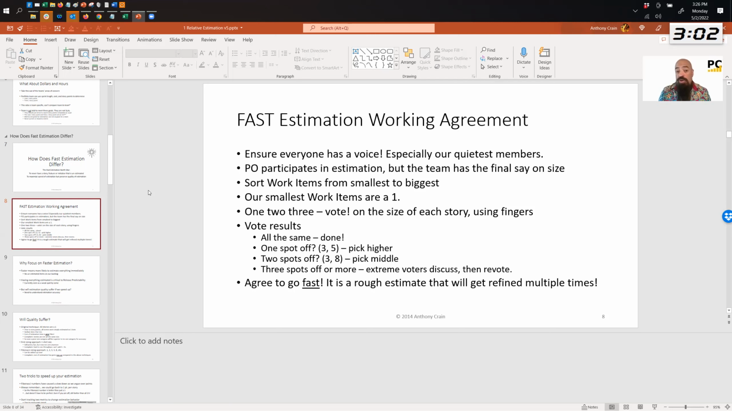So here is part of the working agreement. Okay, this is the full working agreement. We ensure everyone has a voice. That's normal. The PO participates. Now, a lot of estimation guys tell you that they can't participate. We absolutely want them to participate.